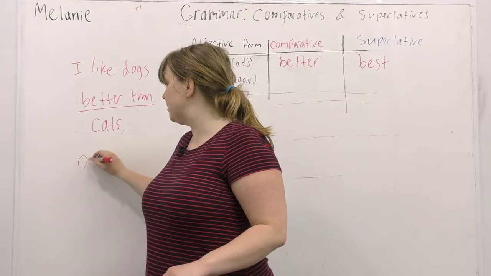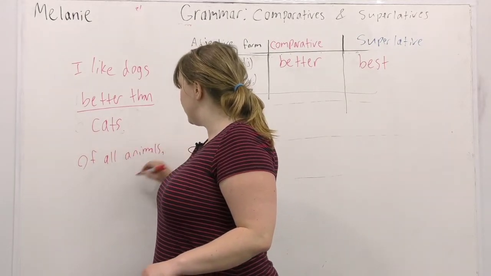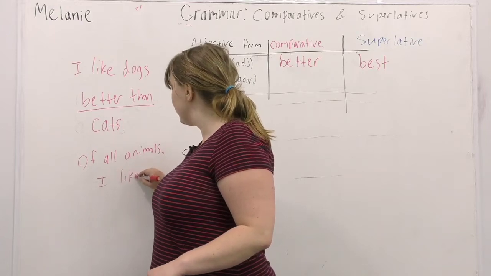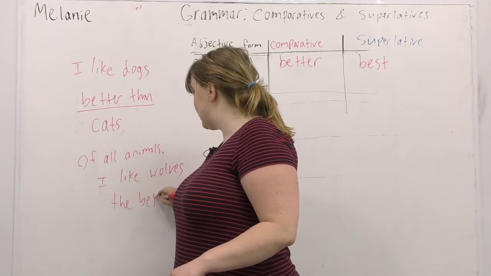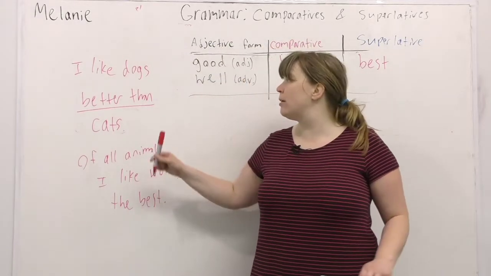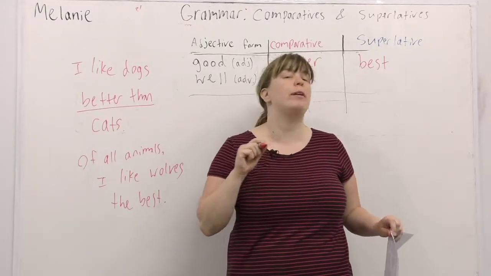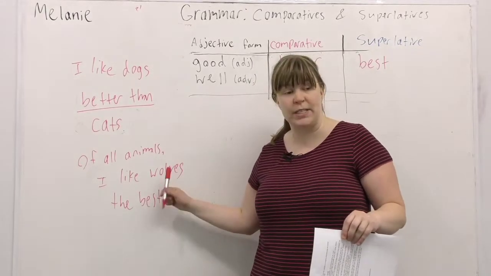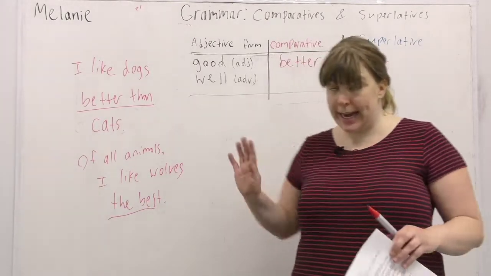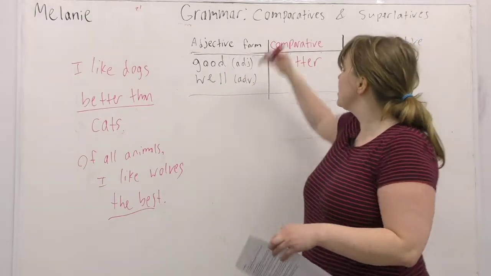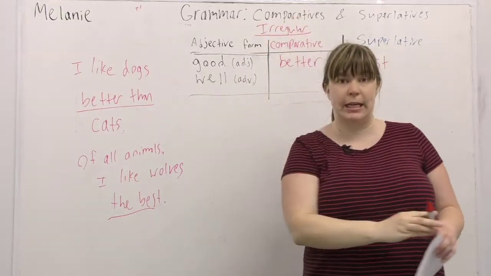And here's another example. Of all animals, I like wolves the best. All right, so I do like dogs better than cats, but my favorite animal, my number one favorite animal, is wolves. Okay, again, let me know if you have any questions about these. I'm going to write down irregular, just so we're clear.